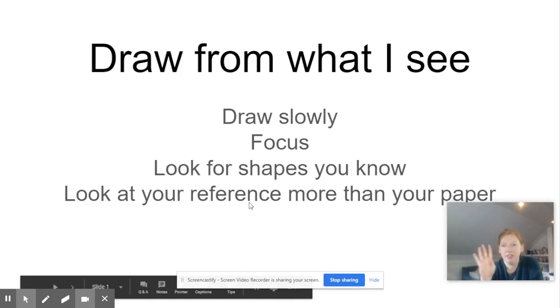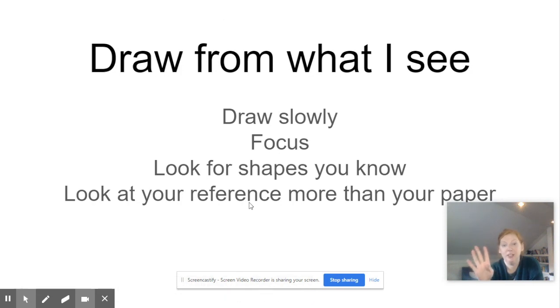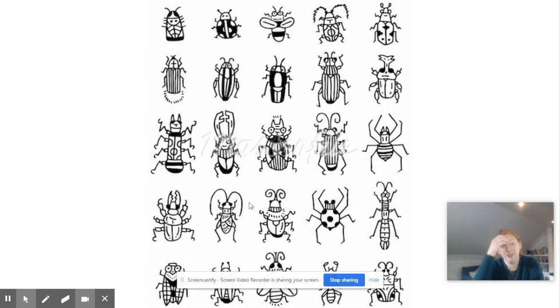These are my 4 tips for you to make this a little bit easier. You want to draw slowly. You want to focus. You want to look for shapes you know, like circles and squares, rectangles and diamonds. And you want to look at your reference more than you look at your paper. So we're going to have some pictures of bugs in this presentation that you could look at. While you're drawing, look at the bug you're drawing more than you're looking at your paper.